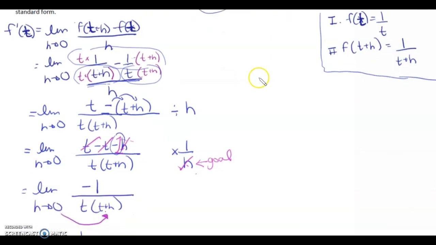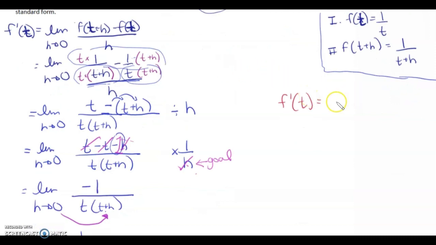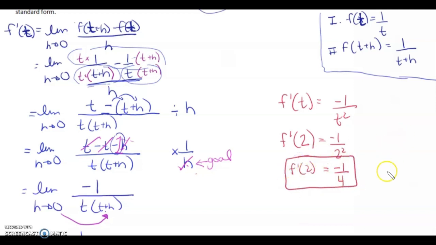So I'm going to change color here. We're able to say f prime at t equals negative 1 over t squared, right? Going back down here, what we're going to do is find the slope, which is the derivative, f prime at 2. So negative 1 over 2 squared. The derivative is going to be negative 1 over 4. That's going to be the derivative, aka the slope, at t equals 2.